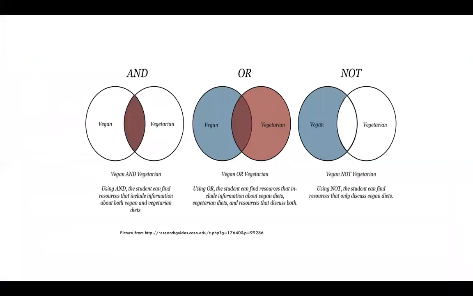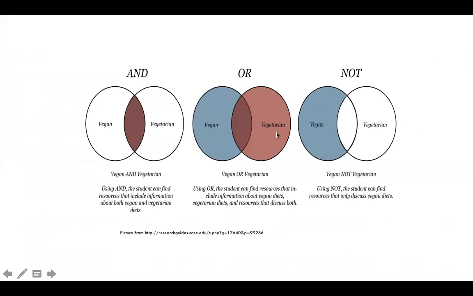It's just like this: if you use AND, you have two variables, vegan and vegetarian, so you're looking for articles with both. That would be the AND. So the number of search results will be less than what you would have if you used OR.